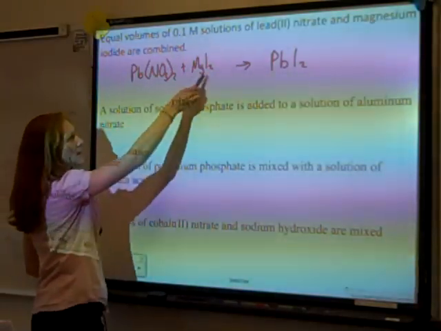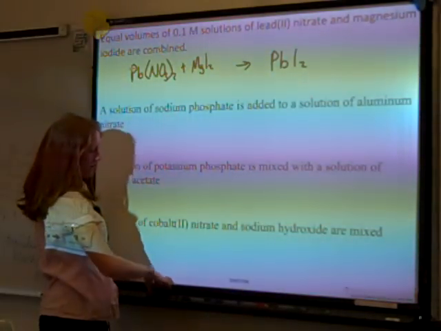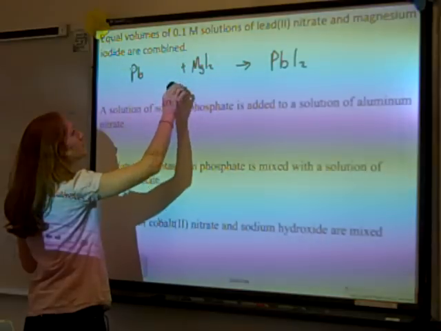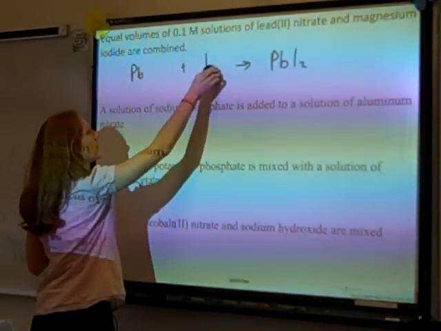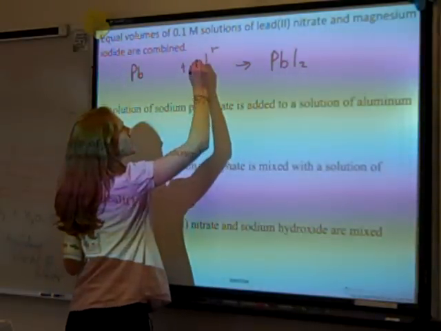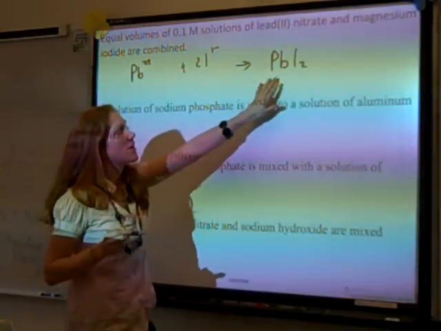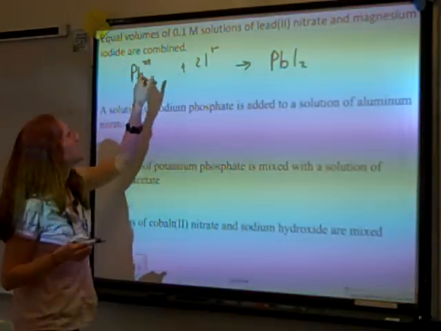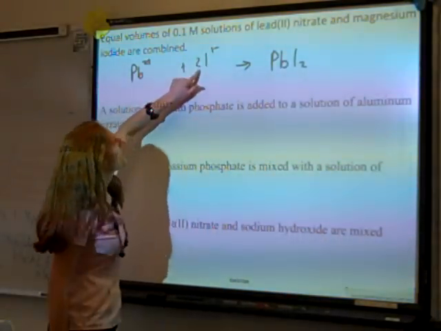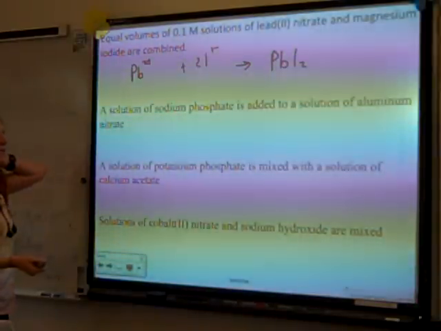Now, I know that I can leave out anything that's not part of that PbI2. So what I'm going to have is Pb2+, and 2 iodide ions. Iodide is a 1 minus, there's going to be 2 of them, and Pb is a 2 plus. So I just figured out what my product was, and then looked at what I would need to make those. The Pb2+ came from the lead 2 nitrate solution, and the 2 iodides came from the magnesium iodide. And that's my final balanced answer.